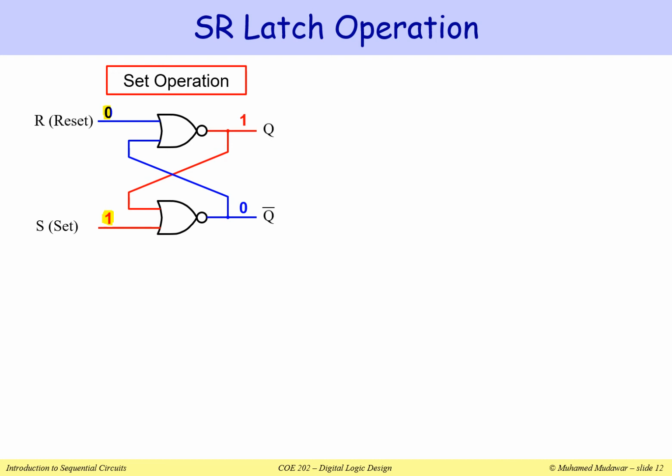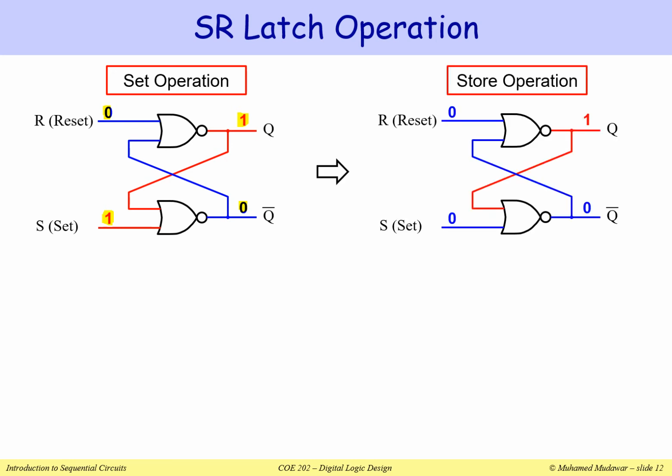Now S is connected to the NOR gate that produces Q bar. For a NOR gate, if one of its inputs is a 1, then the output will be 0. Now, because Q bar equals 0 and R equals 0, both inputs to the first NOR gate are 0 and 0, so the value of Q will be equal to 1. Here we are forcing the value of Q to be 1 and the value of Q bar to be equal to 0. This is known as the set operation.